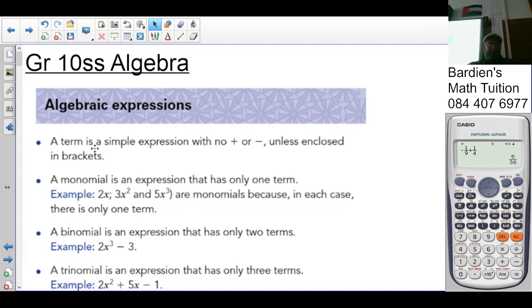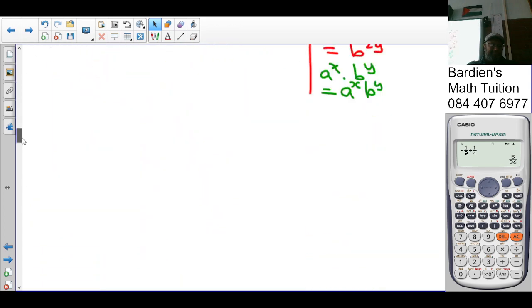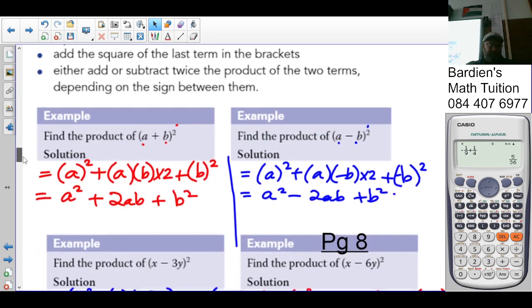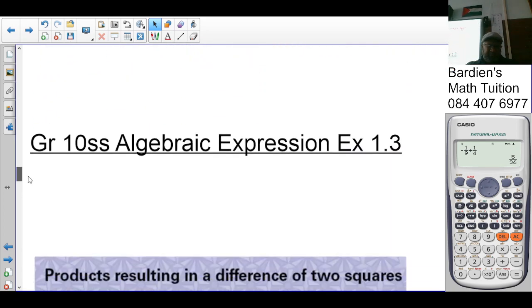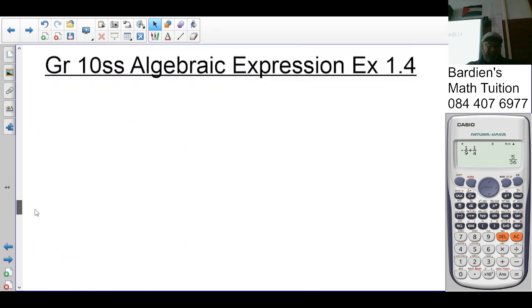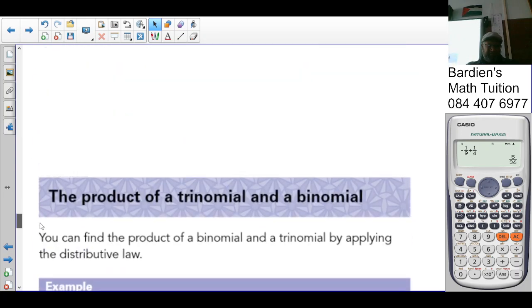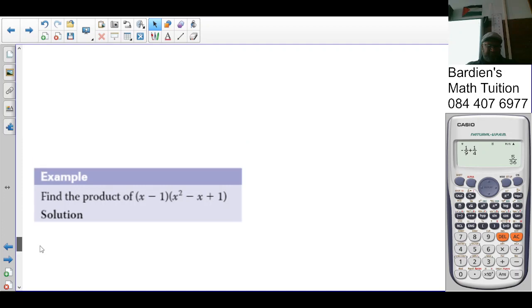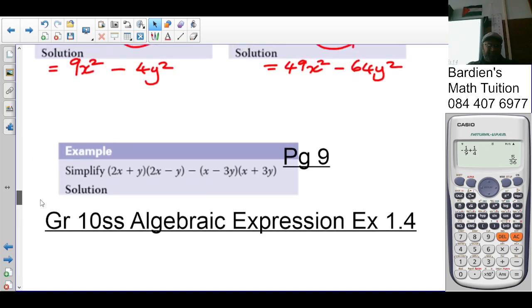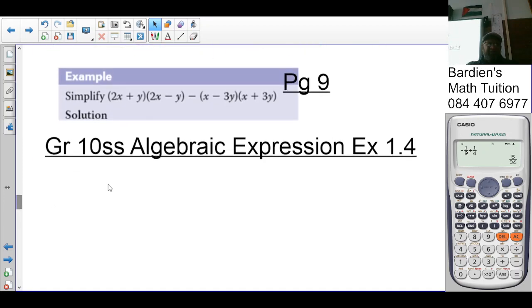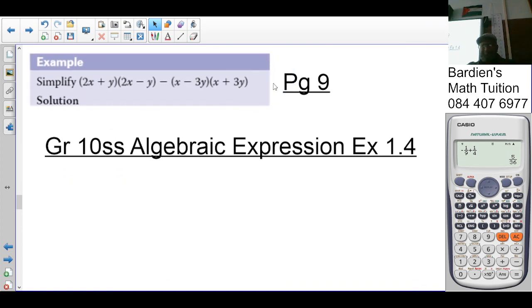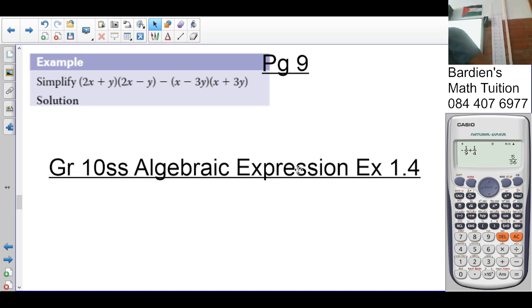So at this point we're looking at algebraic expressions. We have marked our homework from exercise 1.4. Correct? So now we're looking at the example on page 9. Okay, example on page 9. And this example is for exercise 1.5.